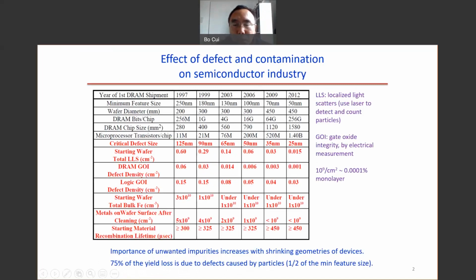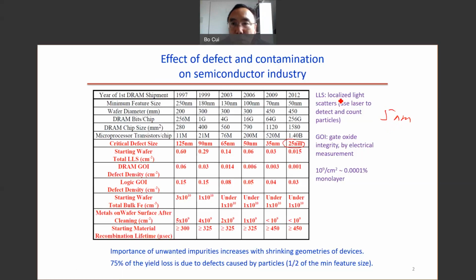Up to the year 2012, usually dust particles that are half of the minimum feature size will cause trouble. For example, for a 50 nanometer minimum feature size, a particle size of 25 nanometer will make the device not work. Today it is 5 nanometer. That means almost any particle in the air will kill a device if there is one on the device surface. So this is what is called the LLS.